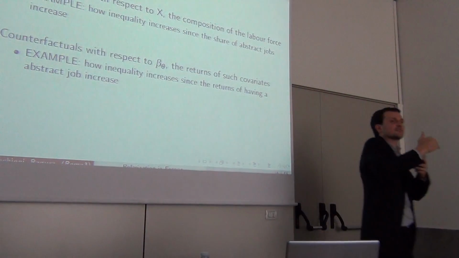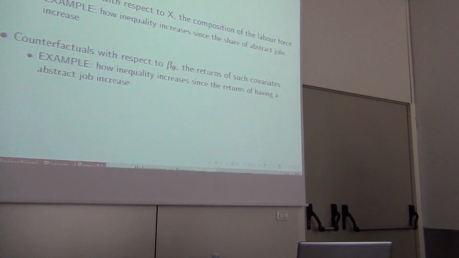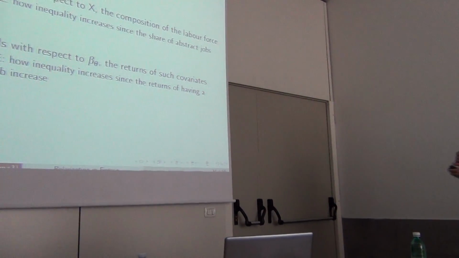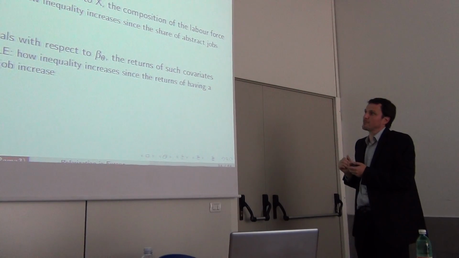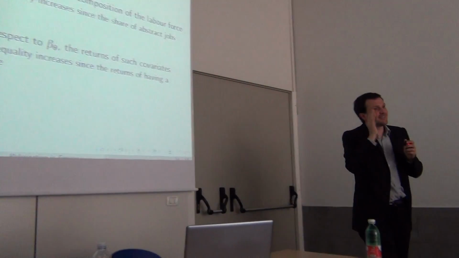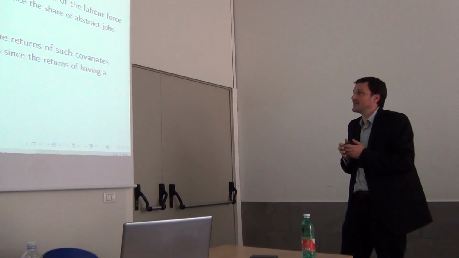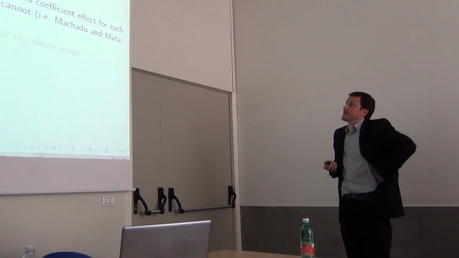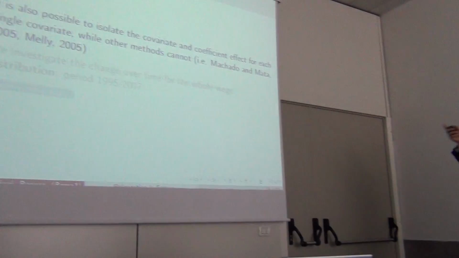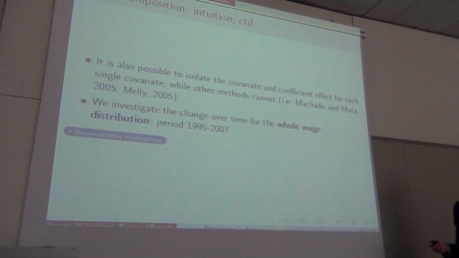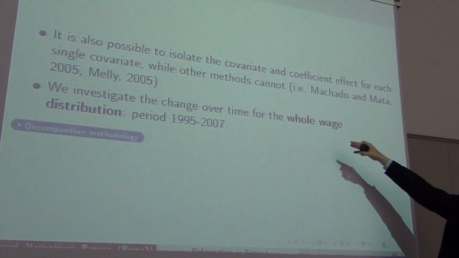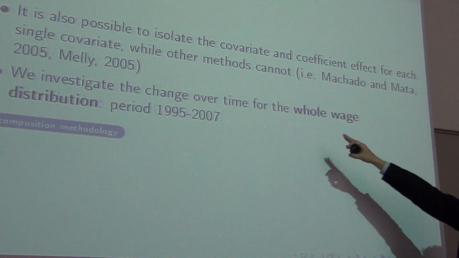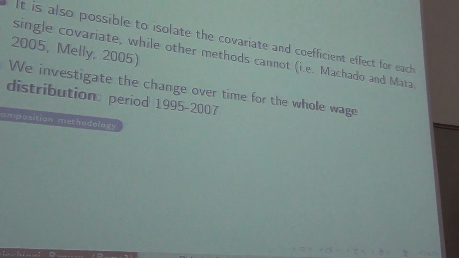So I can derive some counterfactuals that provide us the impact of each covariate, the composition impact and the coefficient or wage structure impact. I hope the intuition is clear. I understand that it's not very simple. And I can isolate the impact of each covariate. And so I investigate the change over time of the wage distribution in the period 95-2007.